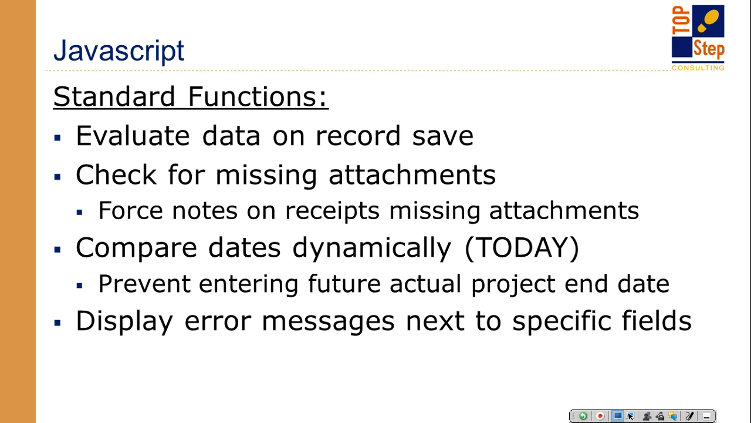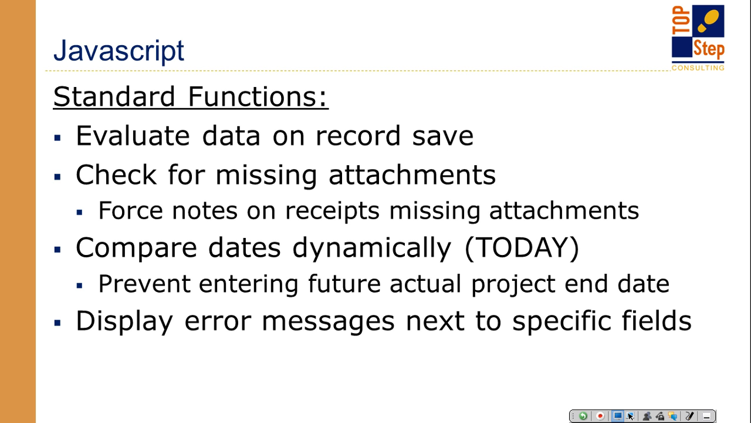In some cases, if you've got really complicated validations that a permission rule for some reason won't handle for you, that would be a reason you might want to look into JavaScript to do it. JavaScript can do some other things, though, that permission rules can't, one of which is check for missing attachments. So one example is if you want to require notes for receipts on expense reports if the attachments are missing. We do have a customer doing that.